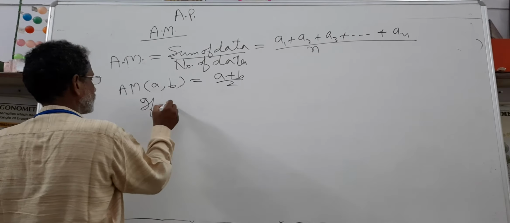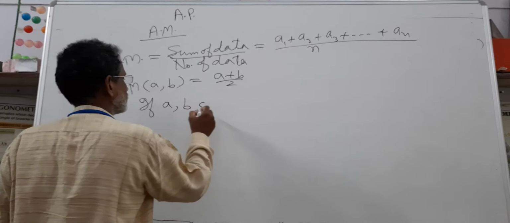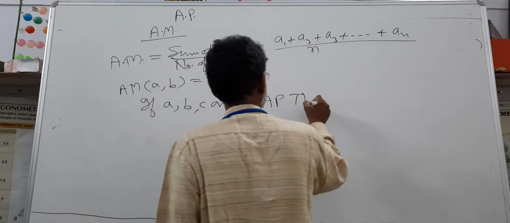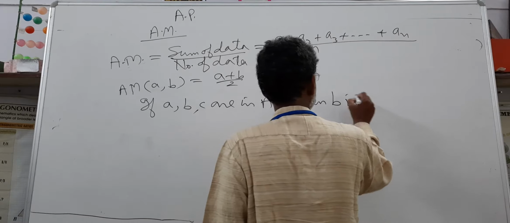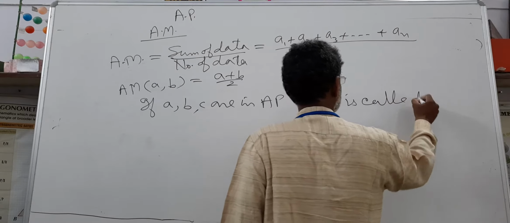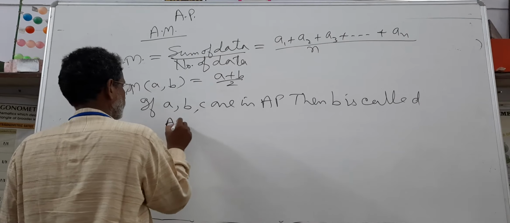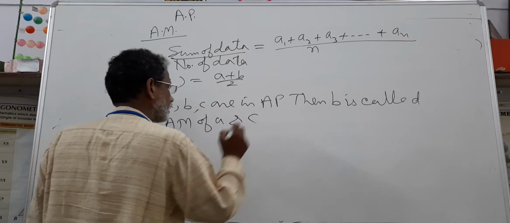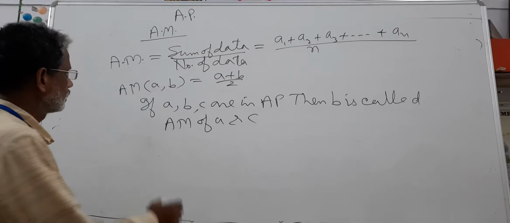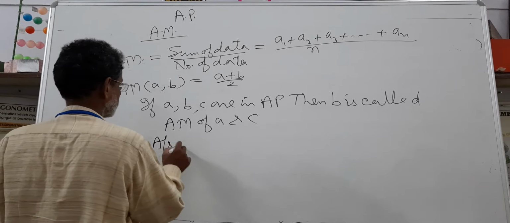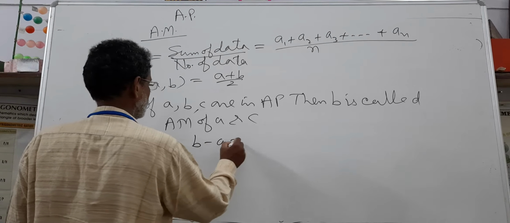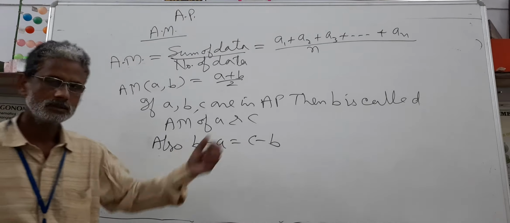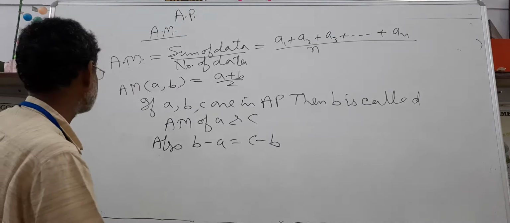If a, b, c are in AP, then b is called arithmetic mean, AM, of a and c. Also, b minus a is equal to c minus b. Common difference will be same.